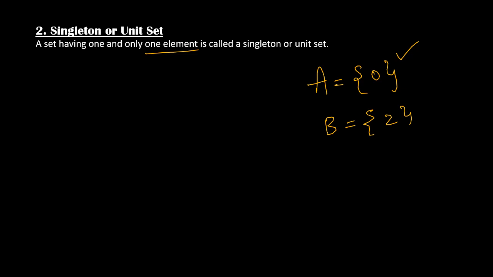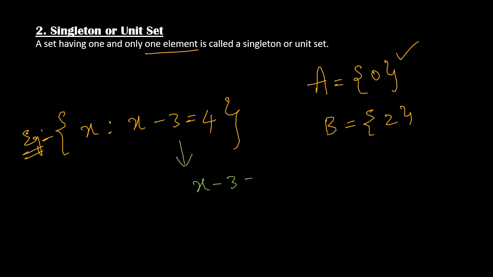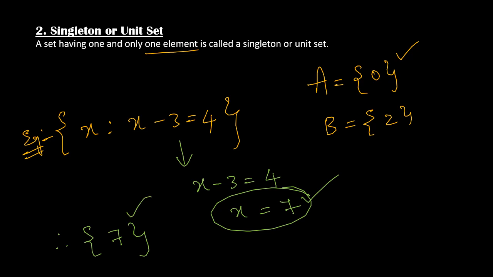Or I can take one more example, such that I can take {x : x minus 3 equals 4}. So how can you say this is a singleton set? If you solve further, always I have to take x minus 3 equals 4. From this I can say what? x is equals to 7. So 7 is the only value which will satisfy this condition. So I can say that the answer will be {7}, which is a singleton. Is it okay? Any doubts up to here?